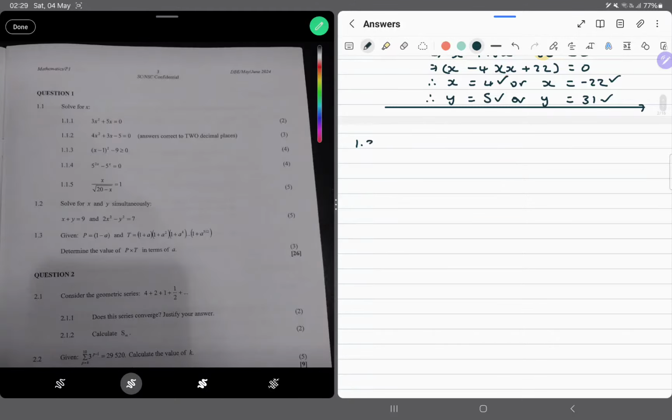Now let's do the last one, 1.3. So this is a bit naughty. They always bring in these silly questions here. We've got P equals 1 minus A, and T, which is given by this lousy and confusing expression. Okay, maybe lousy is not the appropriate word, but it's just ugly and scary.